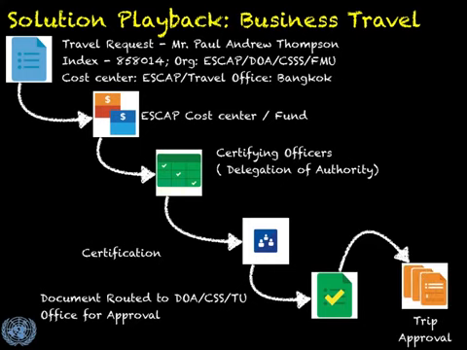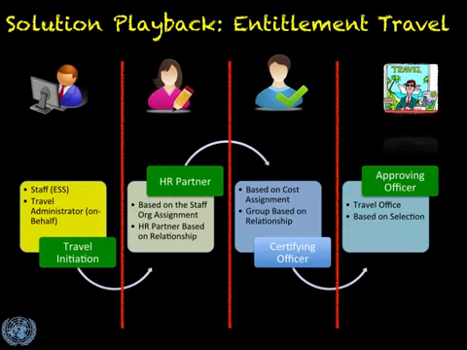The staff member, Paul Andrew Thompson, can commence his trip as per the approved travel request. Let's do the solution playback for the entitlement travel. All we have is one additional silo of an HR partner. The trip initiation is routed to the HR partner based on the org unit of the staff member, and then it automatically switches to the costing part because it has to go for certification, and it goes back to the organizational unit for the approving officer.